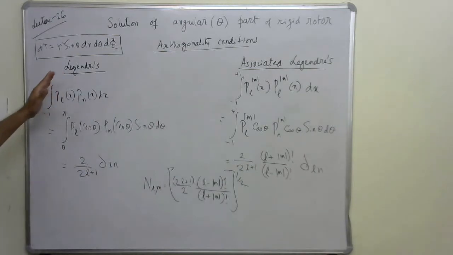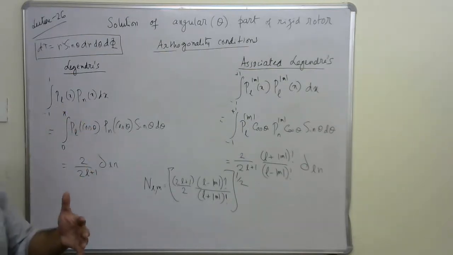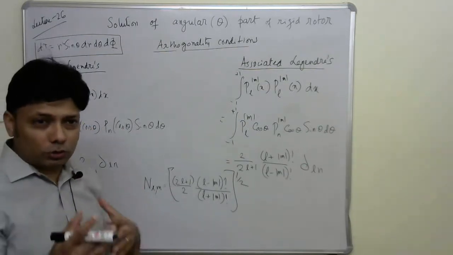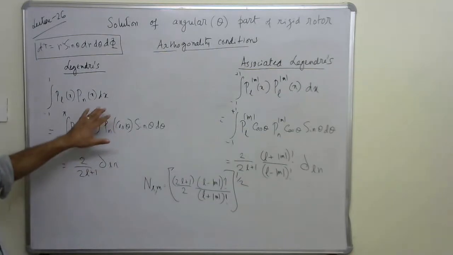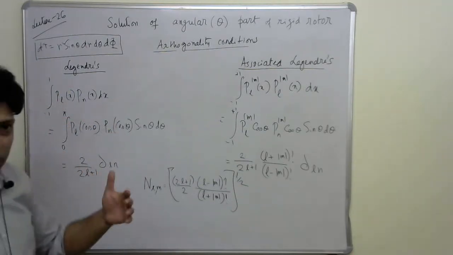So on the left hand side, I have the condition for the Legendre's polynomial. See, it is the limit minus 1 to plus 1 in terms of x, Pl(x) and Pn(x), where l and n are 2 different, it corresponds to the 2 different wave functions, dx, and then this corresponds to 0 to pi in terms of theta.